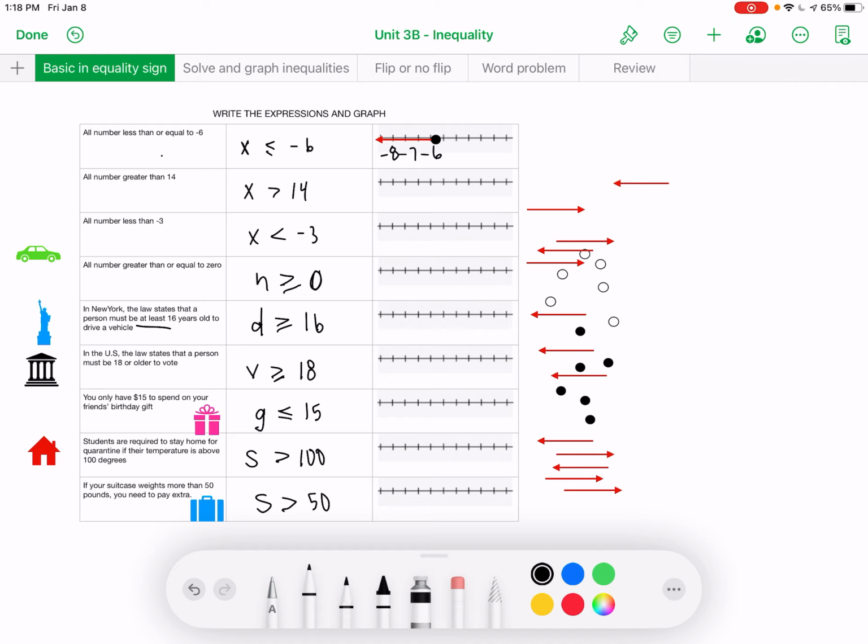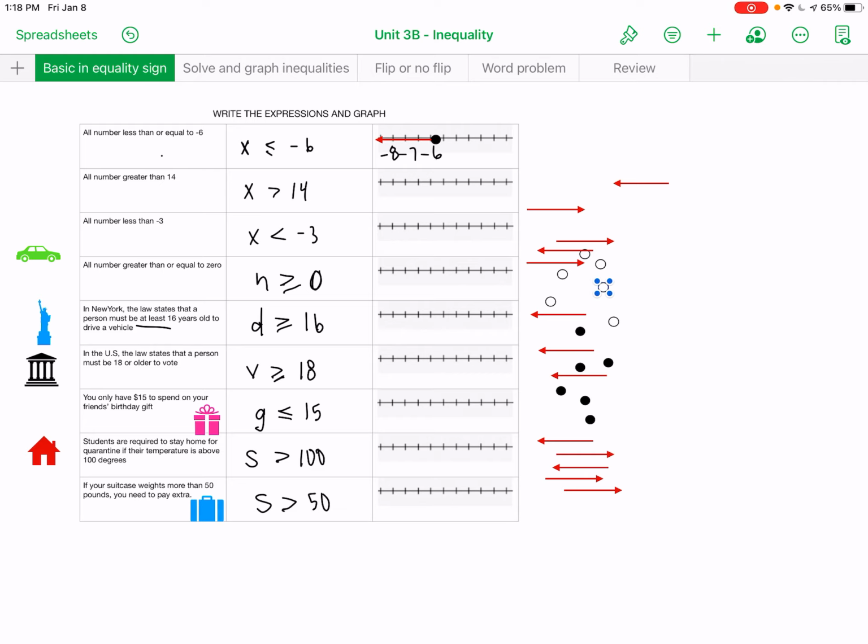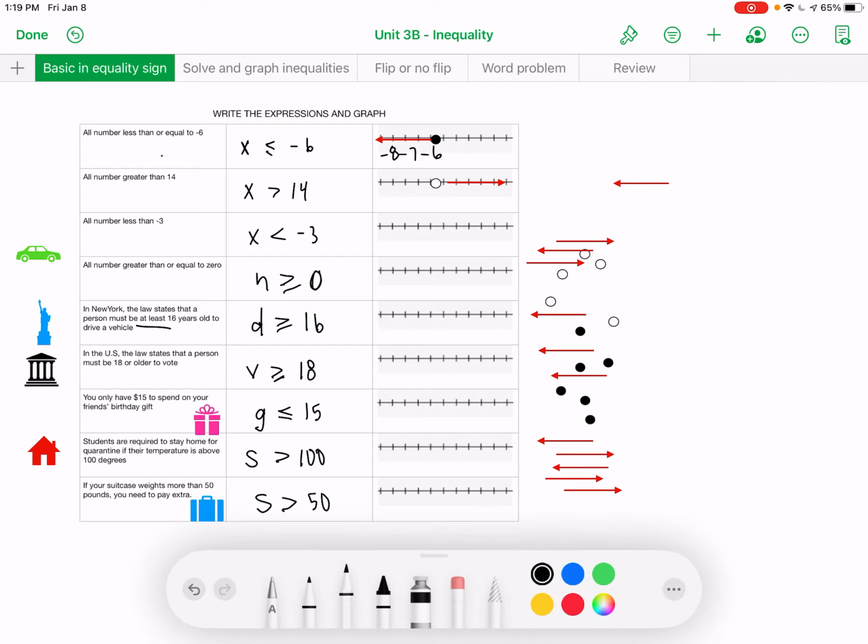X is greater than 14. So it's not including 14. It's going to be greater than 14, and my arrow is pointing to the right. So then I'm going to say 14, and then it can be 15, 16. These aren't on perfect increments just because it's so tiny to write.